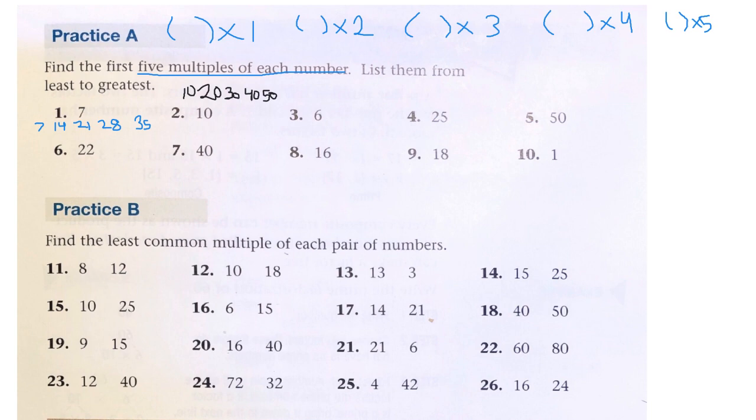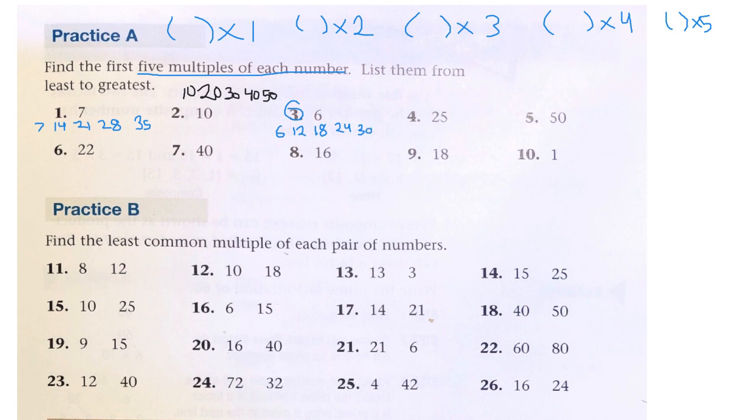We can do one more just to bring home the point, for 6. Number 3, which is 6. 1 times 6, 2 times 6, 3 times 6, 4 times 6, 5 times 6.